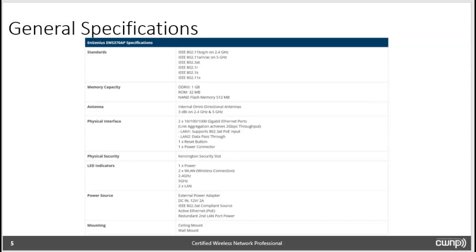It also tells you that this AP can be mounted either on the ceiling or on the wall. That tells you a little bit about the antenna configuration, because it's an internal omni. You remember that's roughly 360 degrees. So you can choose how you're going to mount it. If I mount it on the ceiling or mount it on the wall, you have some choices you want to make.